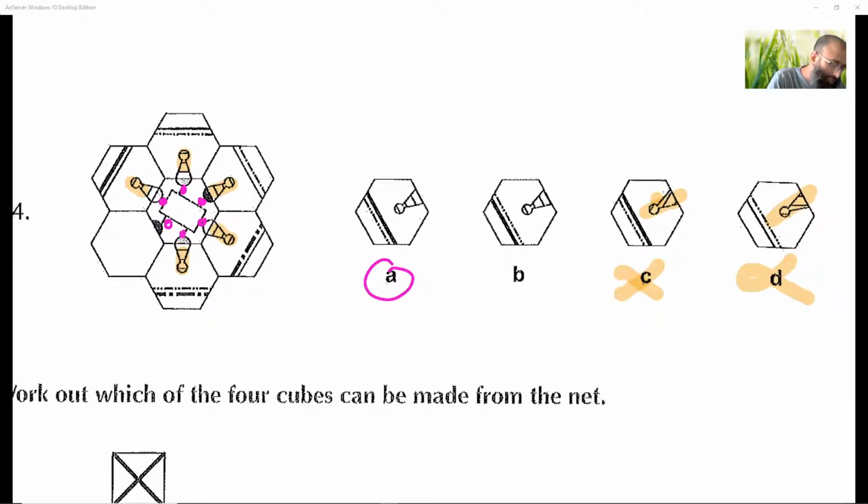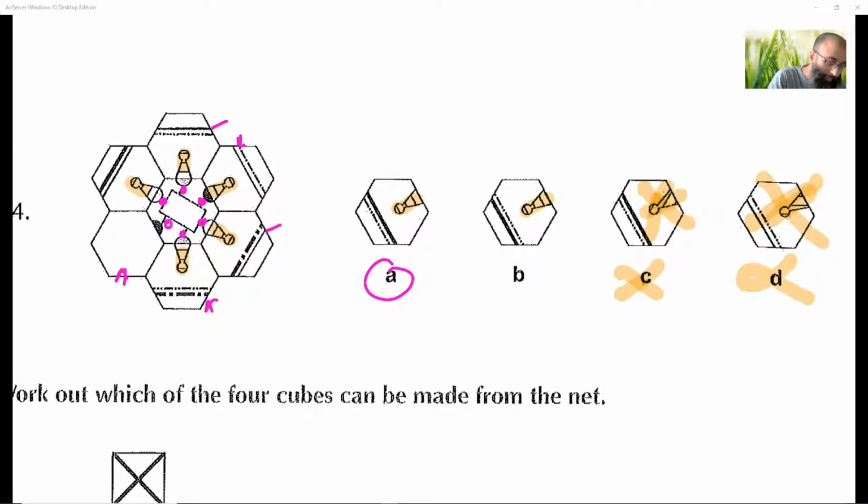Okay, so this shape here is the correct shape. So these ones are the wrong shape. Now, what about the lines that are shaded? Let's have a look. So we have solid, dotted, solid, dotted.